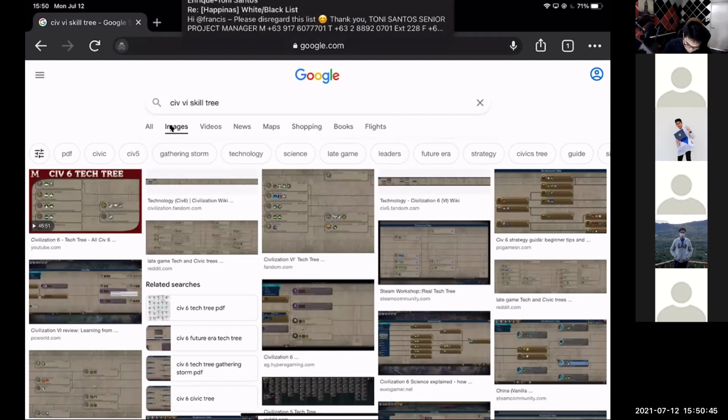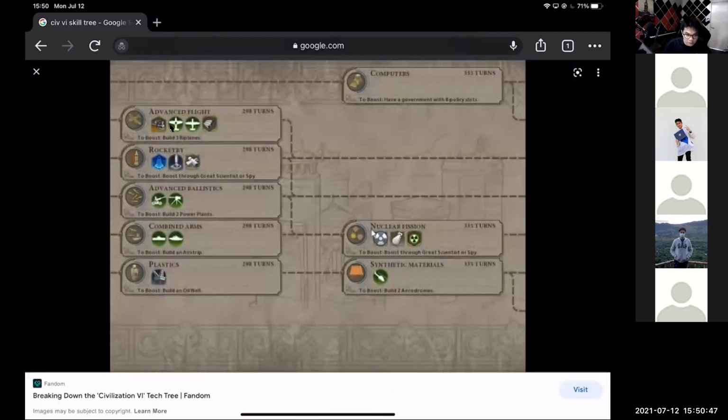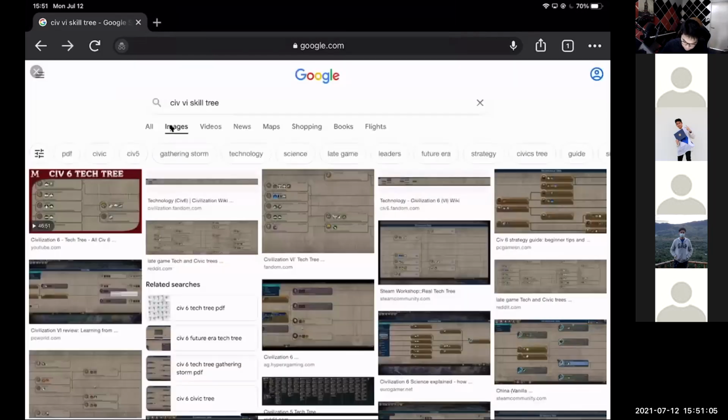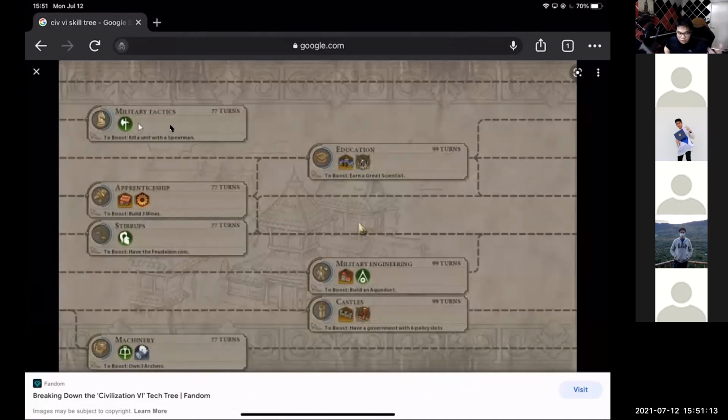So this is what it typically looks like, where in this case you have to unlock advanced flight, rocketry, ballistics. You have to unlock plastics before you get into synthetic materials. You have to unlock flight, rocketry, advanced ballistics, and combined arms before you get to nuclear fission. Going earlier, you have to progress through specific ideas like apprenticeship and stirrups before you get to education. You have to unlock machinery to get crossbows, that sort of thing.